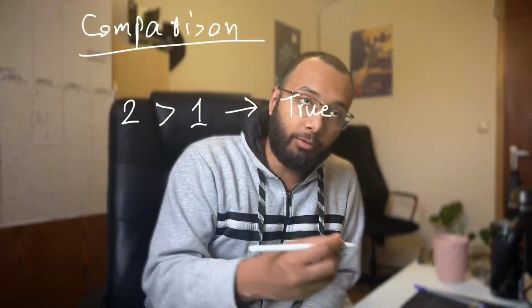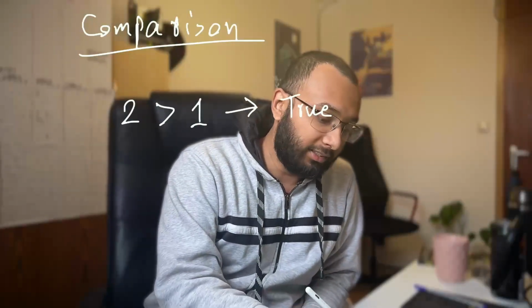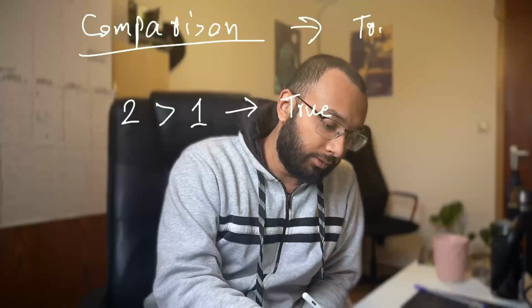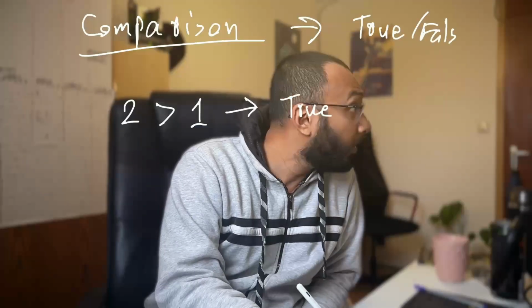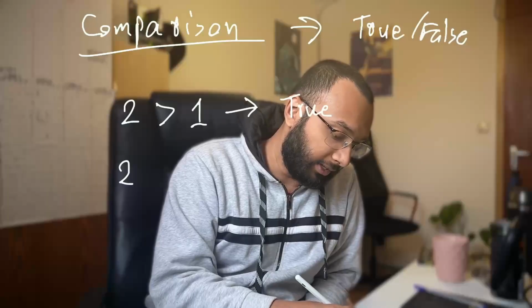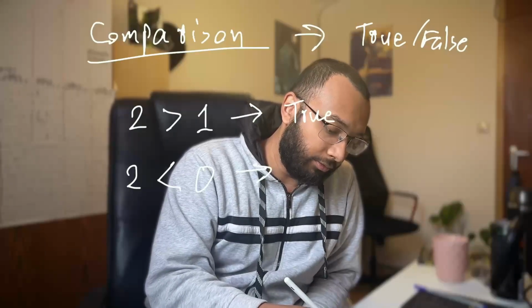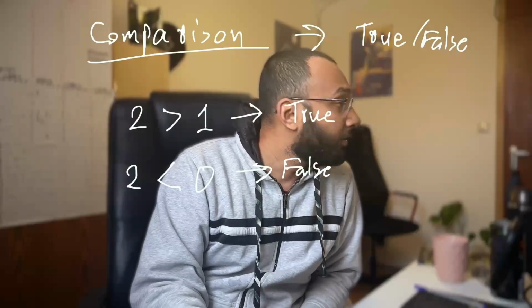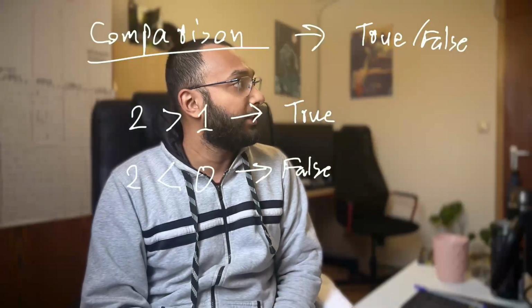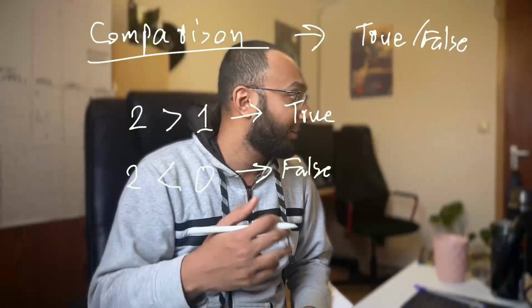What the comparator operator returns is always a Boolean value. Boolean means it's either true or false. So if I write 2 is less than 0, this is going to return false. So this is what it means to have the comparator or comparison operators.